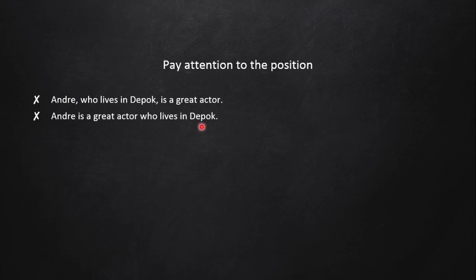Okay? Don't get confused. So pay attention to the position. Usually, the position of the adjective clause is right after the antecedent. So you can say antecedent, adjective clause, antecedent, adjective clause. That's the position. A different position will give you a different antecedent.